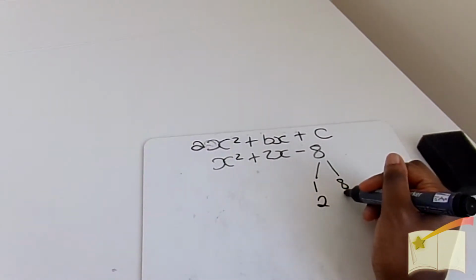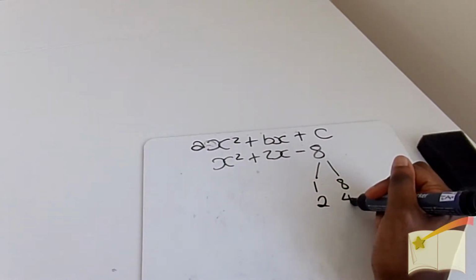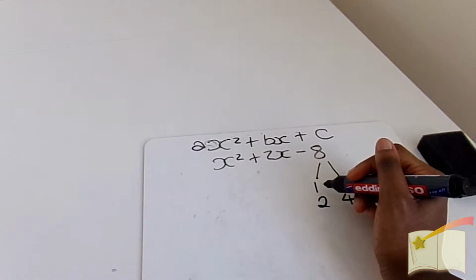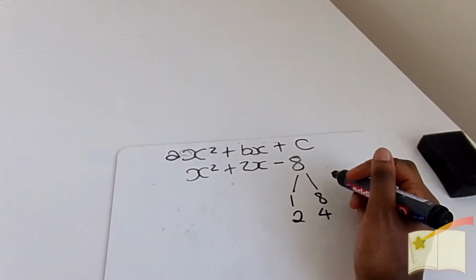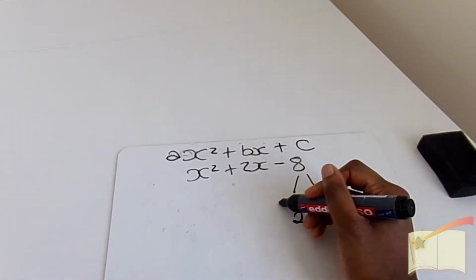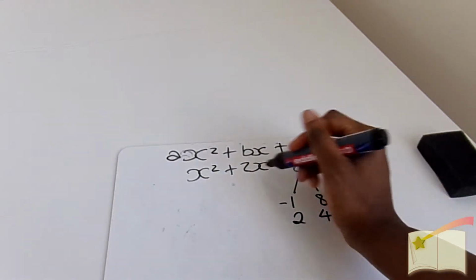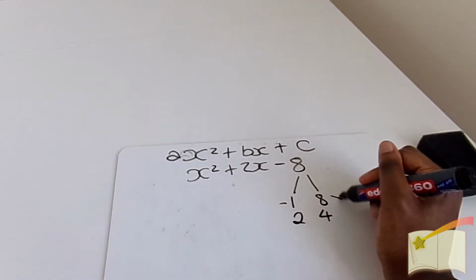So the first thing I'm going to do is find factors of 8. I have 1 and 8 and 2 and 4. 1 times 8 gives you 8. However, we're looking for minus 8. So I'm going to change that to minus 1 times 8 does give you minus 8. However, minus 1 plus 8 does not give you 2.